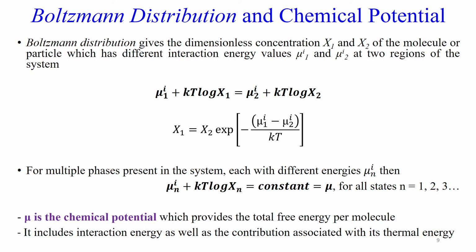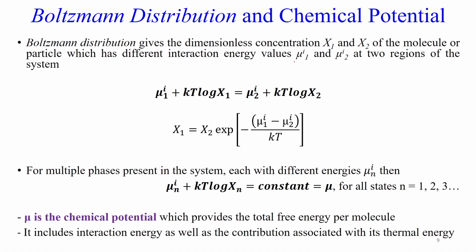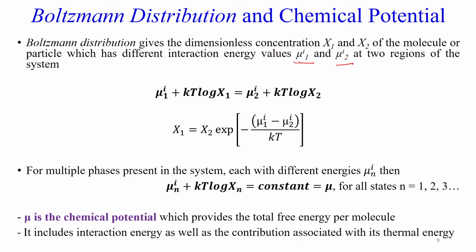Now, let us consider there are two different interaction energies, mu1 and mu2, in two regions. One may be in the solid, one may be in the liquid. As we saw, this self energy or interaction energy is affected by the presence of the medium. So in one region the interaction energy is mu1, and in the other it is mu2, and correspondingly the dimensionless concentration is x1 in one region and x2 in the other.